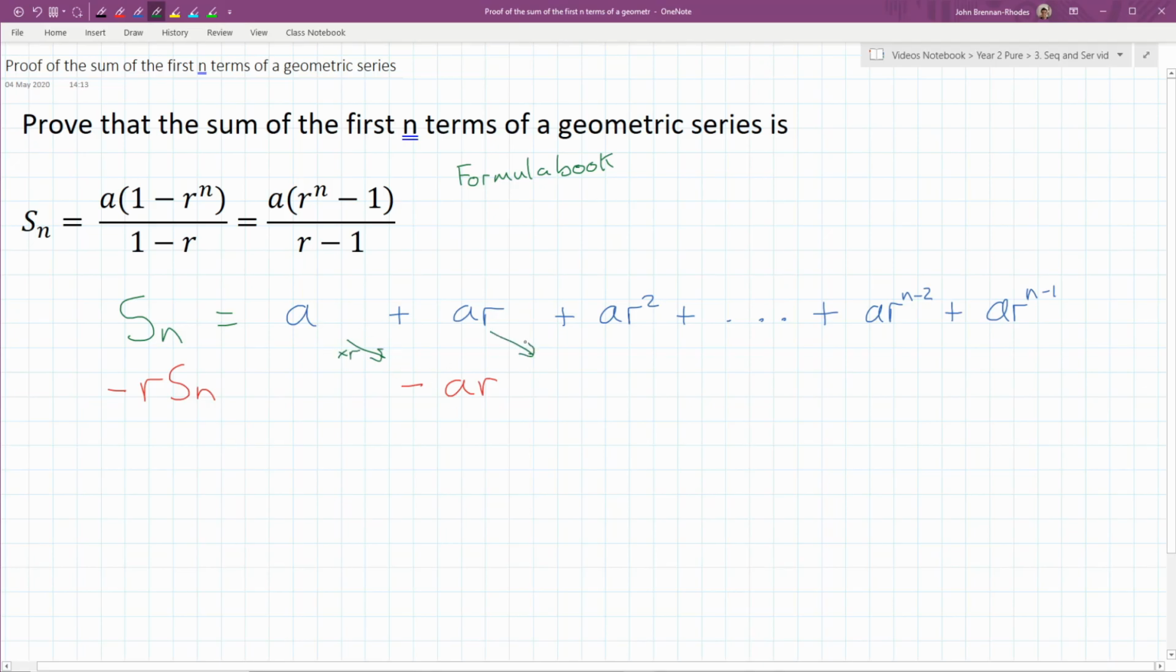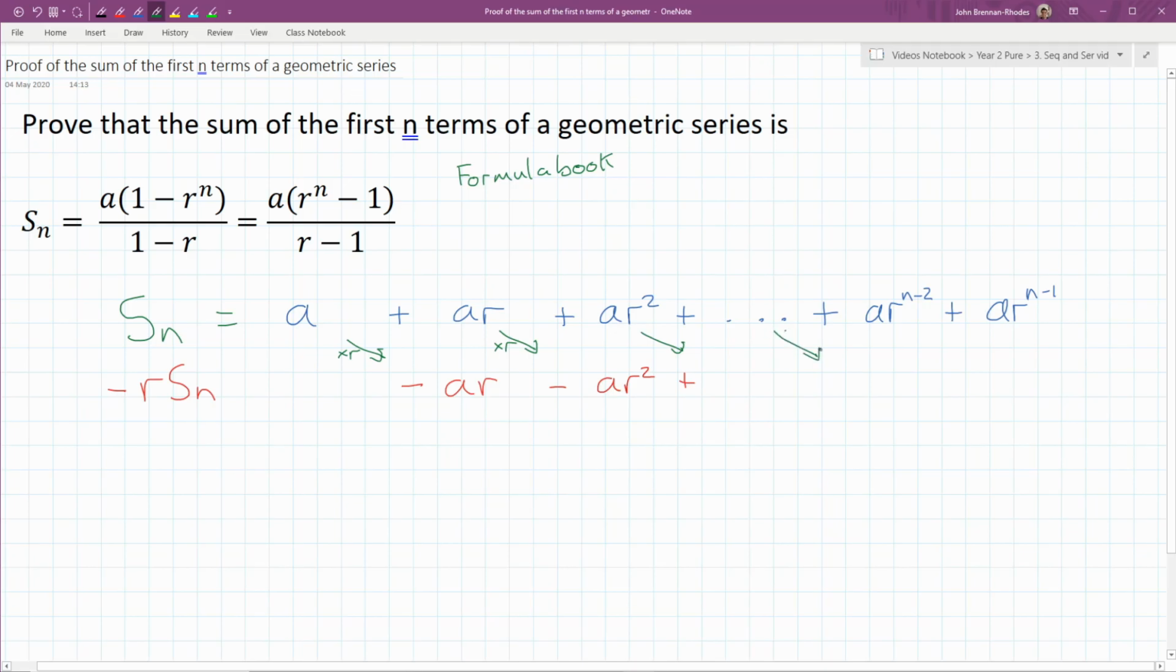If I multiply AR by R, then I get AR squared. If I multiply AR squared by R, I get AR cubed. That's going to go in there. Remember, there's an AR cubed in here. Multiply everything by R, and everything jumps up by 1 space.